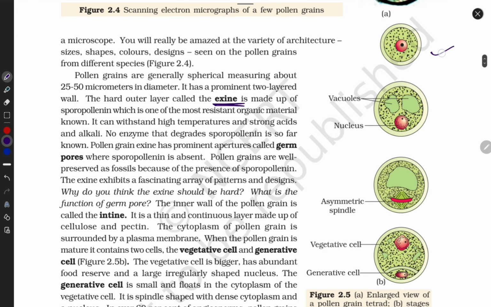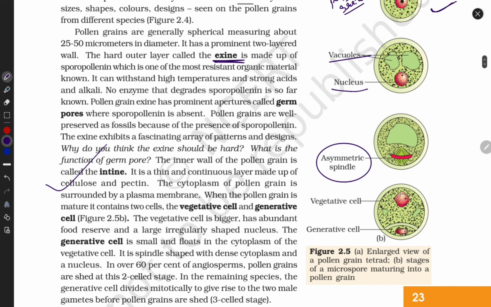This is the pollen grain structure. Whatever I explained here now is already written here. Now what do they contain? Now tell me what they contain. They contain vacuole, they contain nucleus. Okay, got it. Now asymmetric division occurs. Now what is asymmetric division? It means this division occurs, but they divide the cell into two unequal parts. If I say symmetrical, it means one cell is divided into two equal parts. But if I say asymmetrical division, it means two cells of different unequal size are formed.